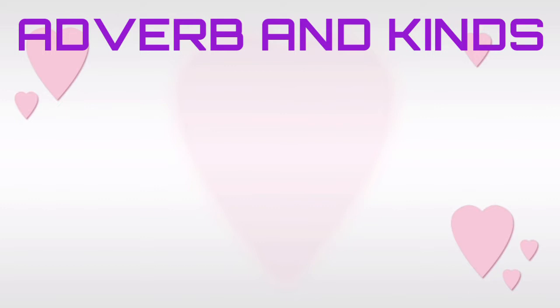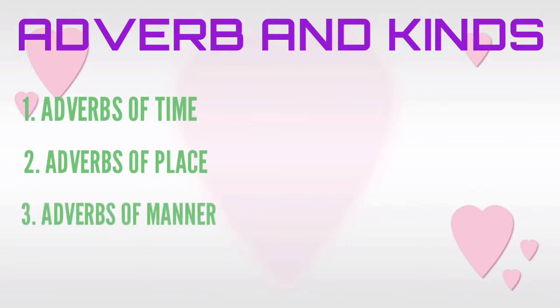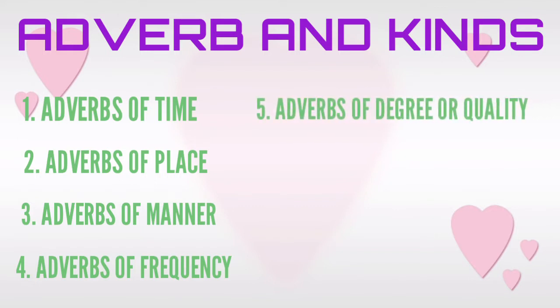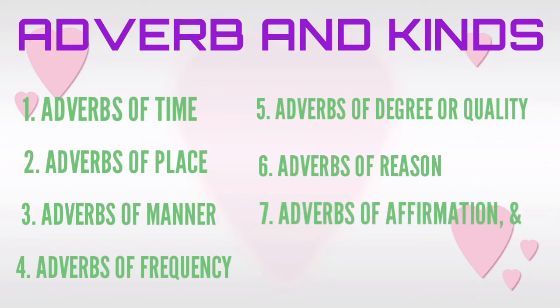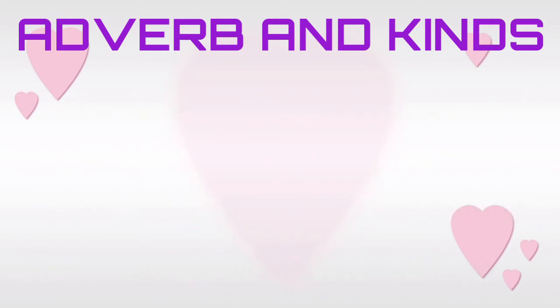They are as follows. First one, adverbs of time. Second one, adverbs of place. Third one, adverbs of manner. Fourth one, adverbs of frequency. Fifth one, adverbs of degree or quality. Sixth one, adverbs of reason. Seventh one, adverbs of affirmation. And the eighth one, adverbs of negation. We will discuss each one in detail.